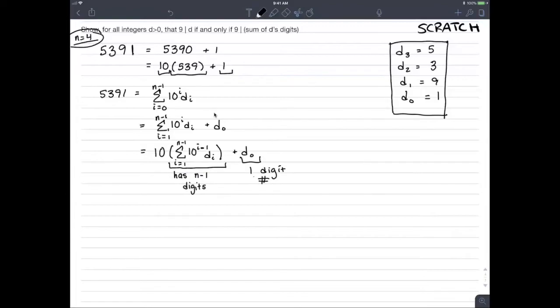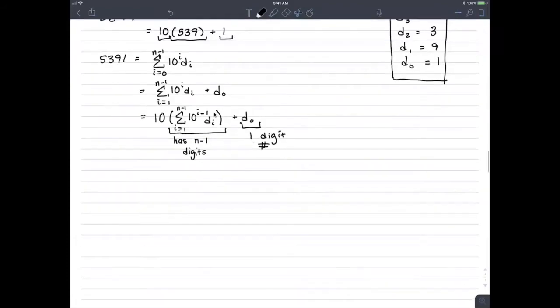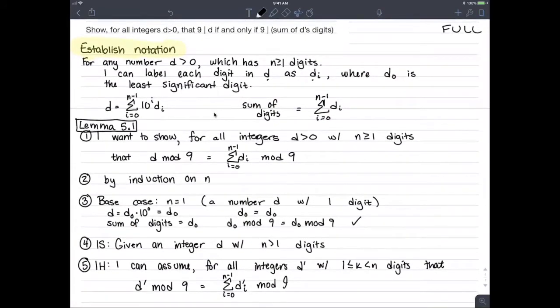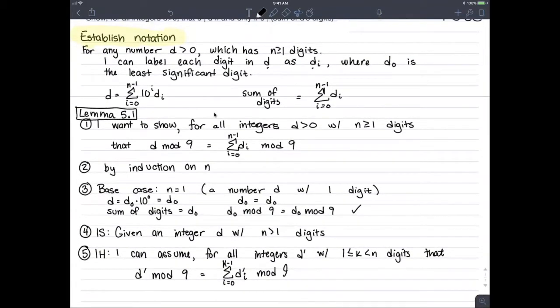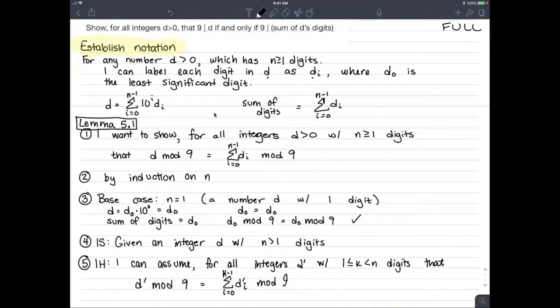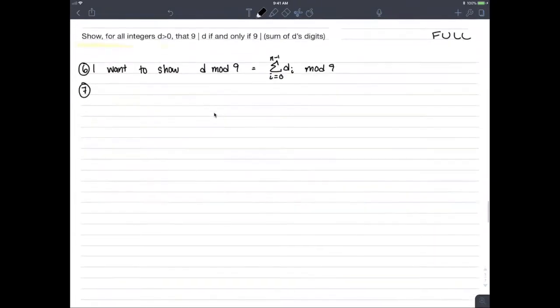How would we go about doing the induction proof to put it in full form? Basically, you start out almost exactly the same as last time. So once again, I establish my notation. I state what I want to show. I state what I'm doing induction on. I solve my base case the same way because it's still just as trivial. I'm still given a number and my induction hypothesis, with all numbers with less than n digits, from 1 to n digits, I know that the number mod 9 is the same as the sum of the digits mod 9. And then step 6, still what I want to show.